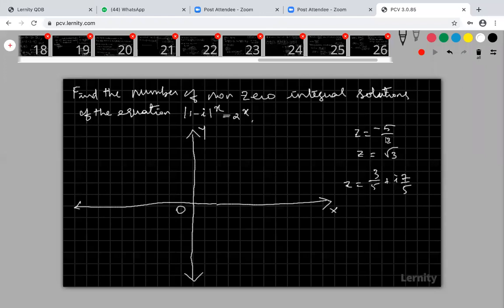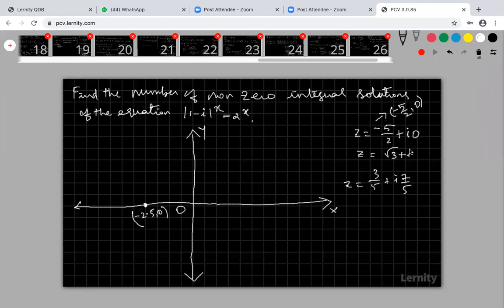Right, minus 5 by 2. What is this minus 5 by 2? What about your imaginary part? My imaginary part is 0. So therefore, this number represents minus 5 by 2 comma 0. My x coordinate is minus 5 by 2, y coordinate is 0. How to plot that? Minus 5 by 2 means minus 2.5. It may be here. This is my minus 2.5 comma 0. This is my complex number. Minus 2.5 comma 0.